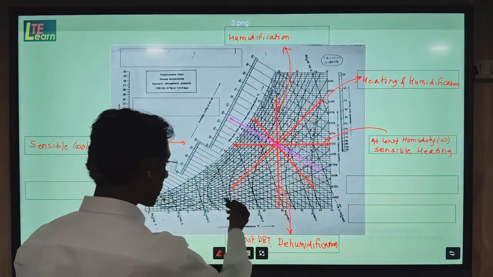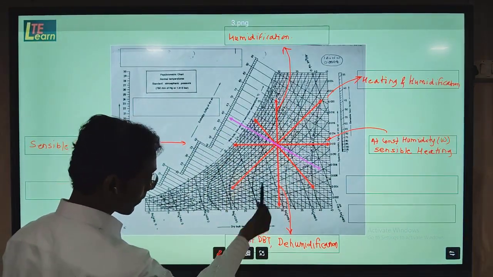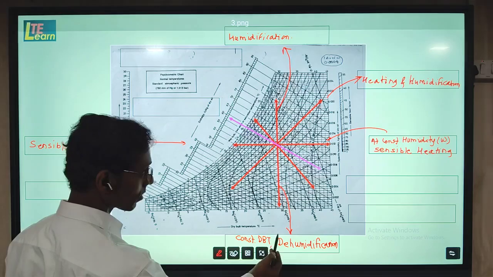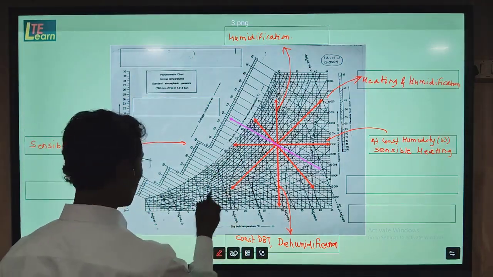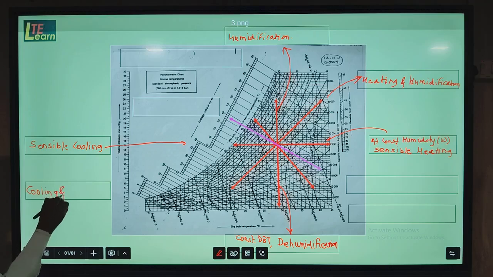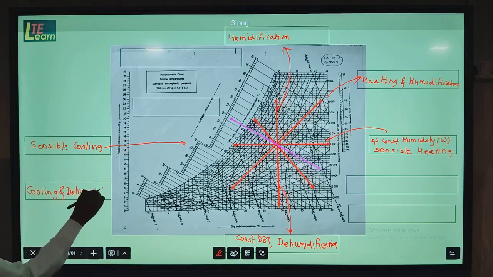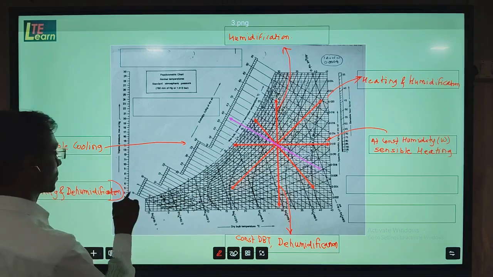On the opposite side, if you see this quadrant, what will this be? A combination of dehumidification and cooling. So this process will be cooling and dehumidification. Cooling and dehumidification. This process.